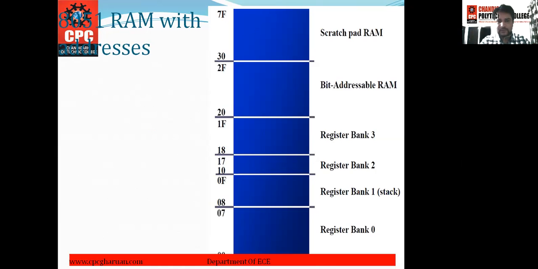From the bottom, 00H to 1FH, all these sections are reserved for register banks. As we have 4 register banks in 8051, that is bank 0, bank 1, bank 2, and bank 3. Next is the range 20H to 2FH, that is the bit addressable RAM. Next is the scratch pad, that is the read and write area, that ranges from 30H to 7FH.